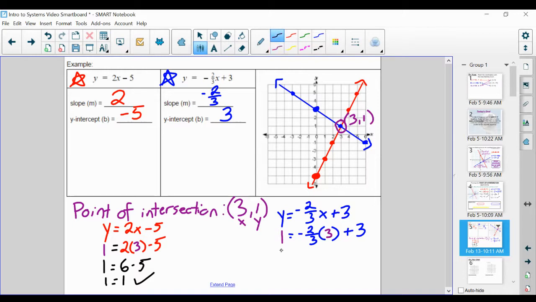So we have 1 is equal to negative 2/3 of 3 is negative 2, plus 3, and 1 is equal to 1, which is great, which means that 3, 1 is indeed the point of intersection. Awesome.